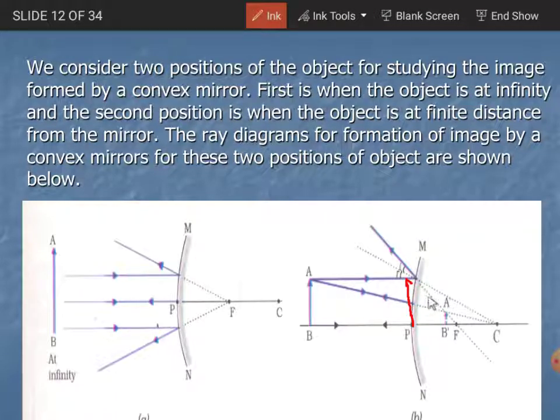This is a real reflected ray. Somewhere here is the virtual reflected ray. Got it? Another light ray which is supposed to pass through the center of curvature somewhere here like this. Got it? Let me draw like this. I can't draw that dotted line, it will be difficult.